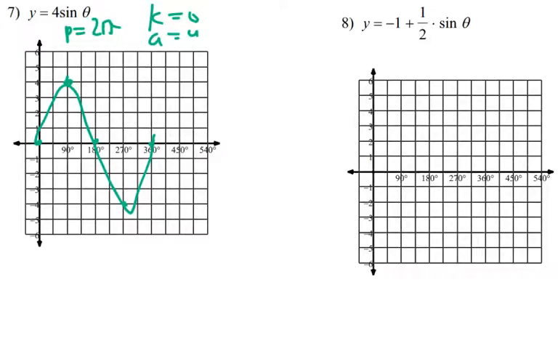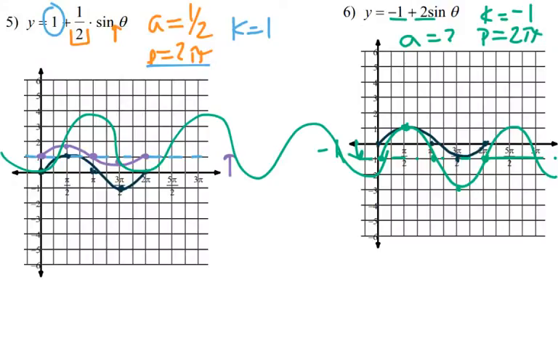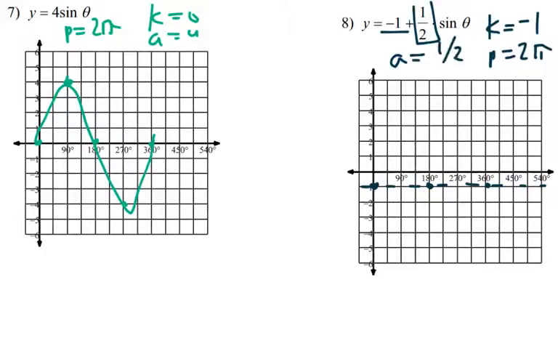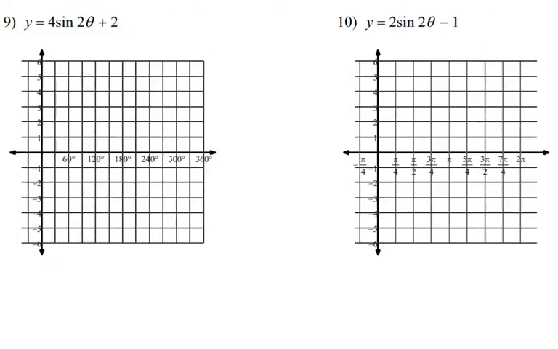If I look at number 8, didn't we do one similar to this? So kind of like that one, just with the -1 instead. So my midline shifts down to -1. My period is still 2 pi. So I start at 0. At 180, I hit my midline again. At 360, I hit my midline again. Then my amplitude is 1/2. So I go up 1/2 and down 1/2 at 90 and 270. Wanted to kind of show you if you didn't, because those ones were kind of simple too.